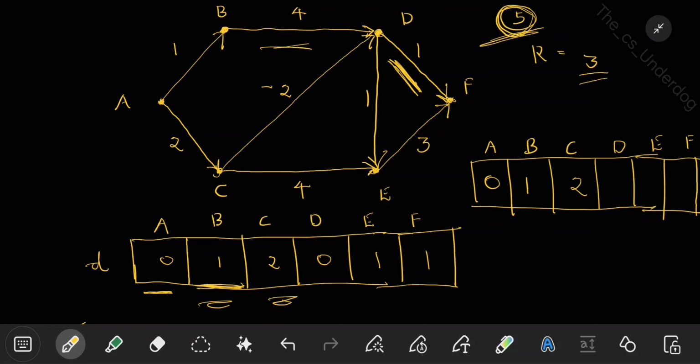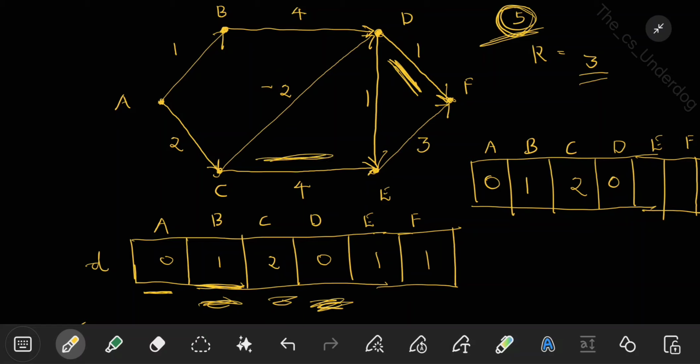Distance to B is 1 here. 1 plus edge BD is 4, which would mean 5. Existing distance to D is 0. So there is no point in updating 5. So I'll put 0 here. Existing distance is anyway 0, so there is no point in updating with 5.